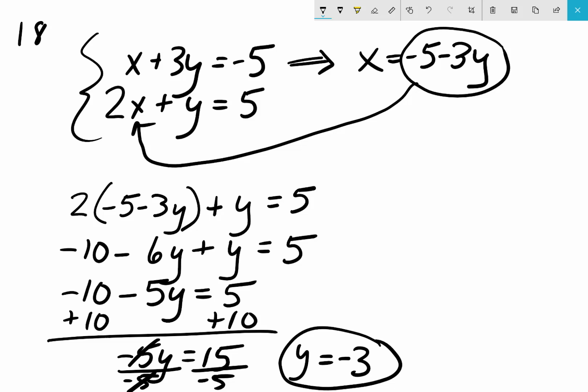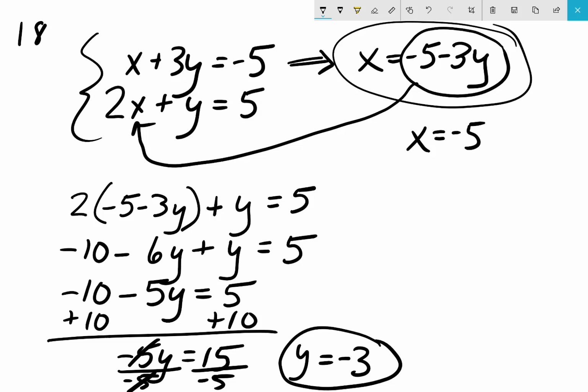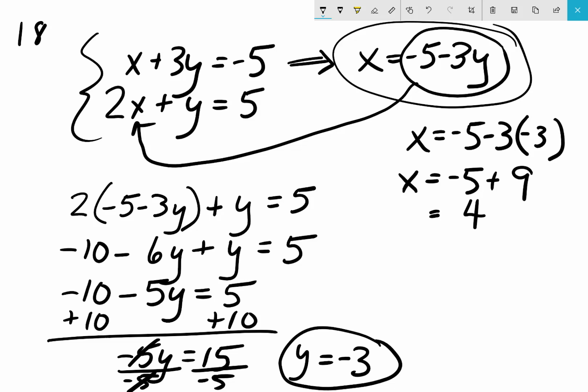Now I'm going to go back and figure out what x is. I can plug that y value into the first equation, the second equation, or over here where I solved for x. So I will do that. x equals negative 5 minus 3 times y, which we found out is negative 3. So x equals negative 5 plus 9, which is 4.